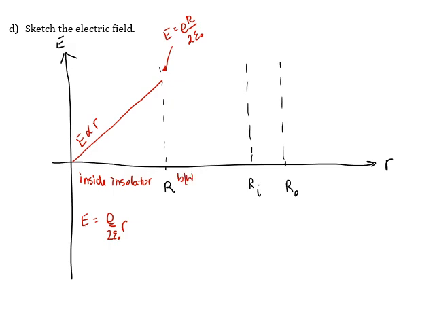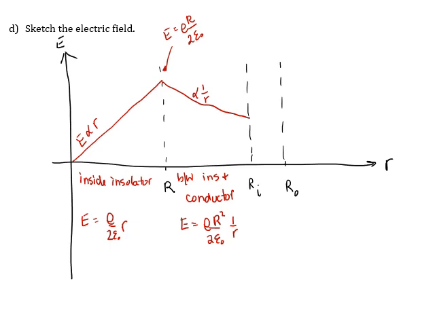So between insulator and conductor, our equation for our electric field in this piece right here is electric field equals rho times R squared over 2 epsilon naught times 1 over r. This tells us that our electric field falls off as 1 over r. And it'll fall off to some finite value. So it's falling as 1 over r, proportional to 1 over r in this region.